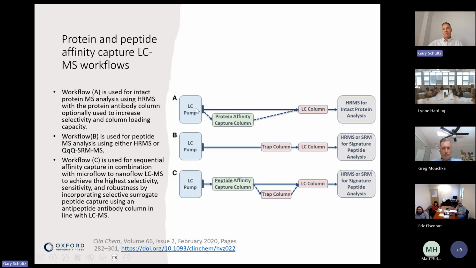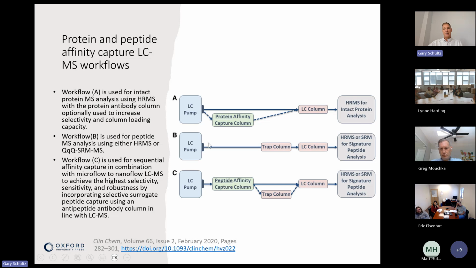And so these workflows, zooming in on the LC-MS part of it, if we capture a protein, we can either do that offline and then analyze that protein directly through the LC-MS. These analyses are typically done with high-resolution mass spectrometers, such as time of flight and the Orbitrap systems. Or we can capture that protein in a column-based modality. So we can use affinity protein capture in a column combined with a second column, which would typically be reverse phase or size exclusion in this case, prior to the MS.